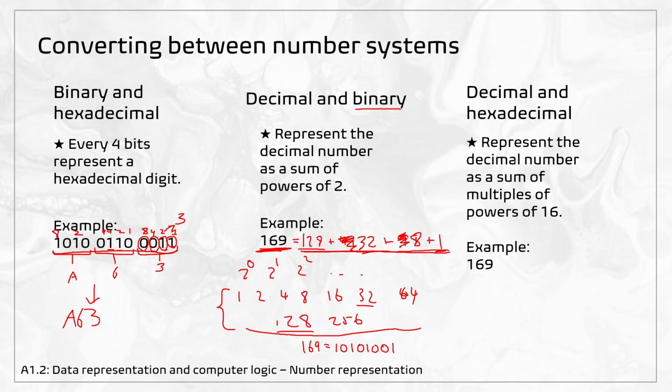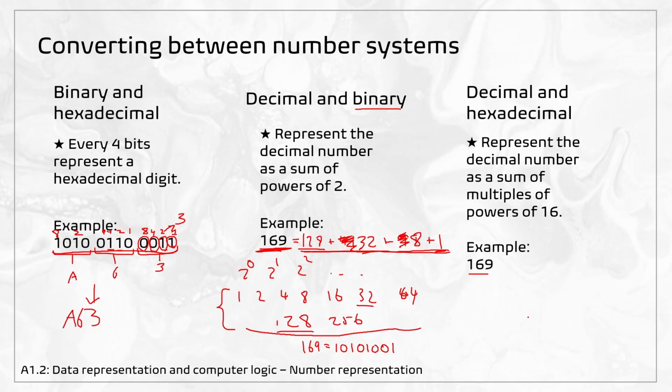Now let's go over the final conversion that we need to know. This one is decimal and hexadecimal. So what I like to do is represent the decimal number as a sum of multiples of powers of 16. So what do I mean by this? Let's look at what I mean using this example right here with the same decimal number 169.